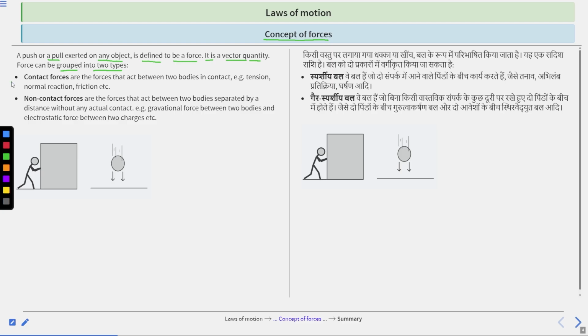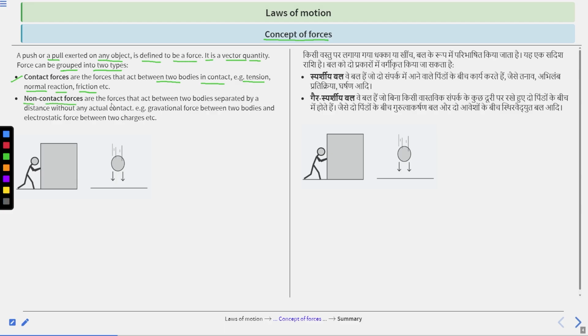First is contact force. Contact forces are the forces that act between two bodies in contact. For example, tension, normal reaction, friction, like in this figure. In this figure, contact forces are present. This is a surface and this is a box. So the force between surface and box is friction force. Clear? Similarly, the second type is non-contact force.